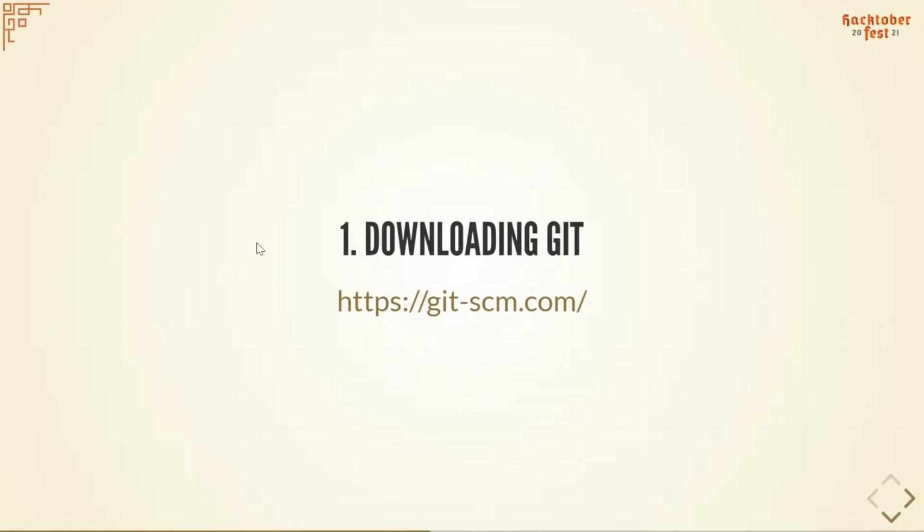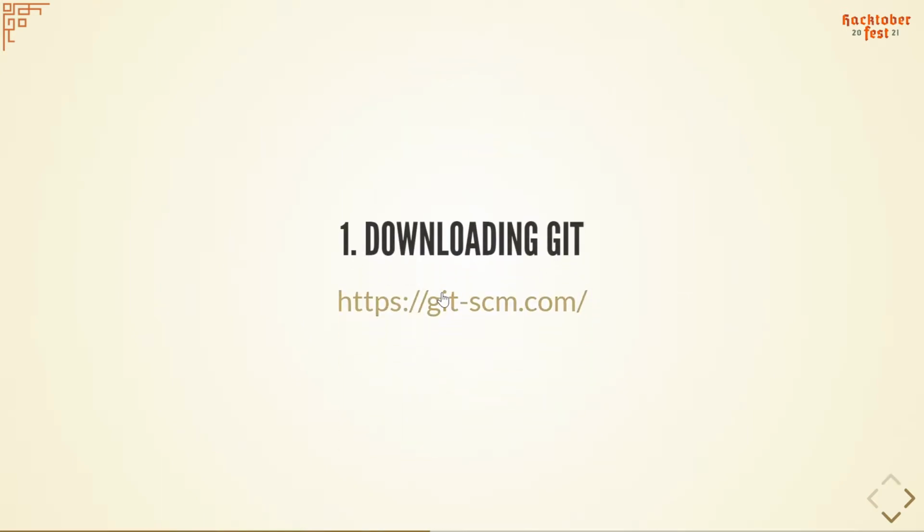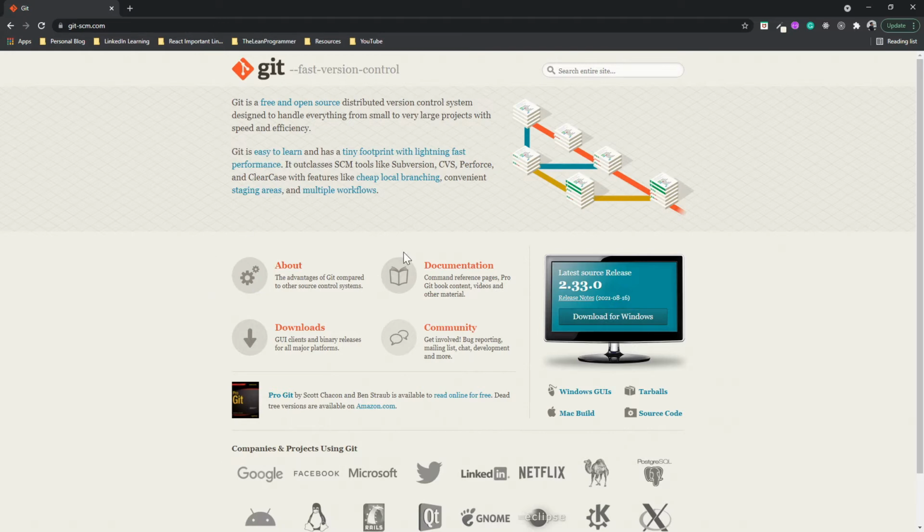So the first step is, of course, as you would have guessed, downloading and installing Git. So you can go to this website, git-scm.com, and download Git for your specific operating system. And that's it. Once it downloads, it will be a simple installation. So I am starting the installation.